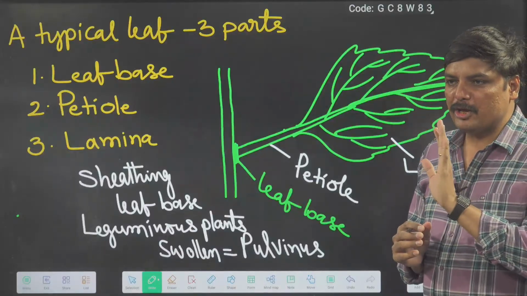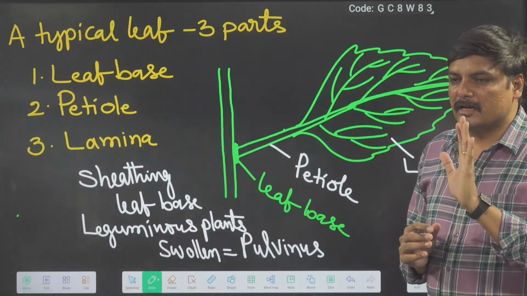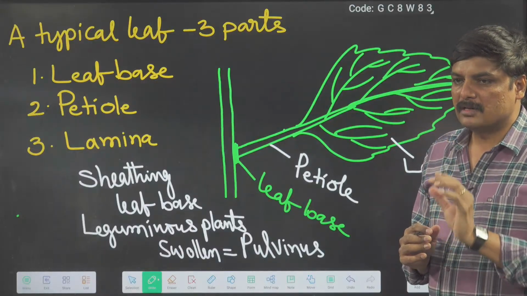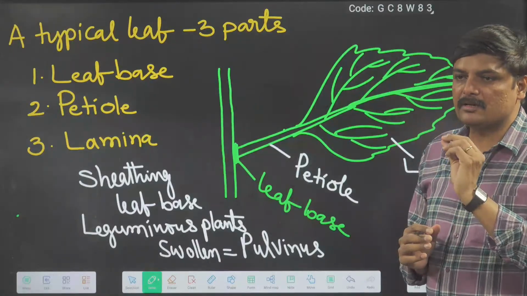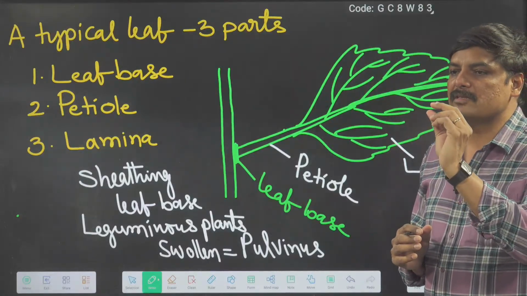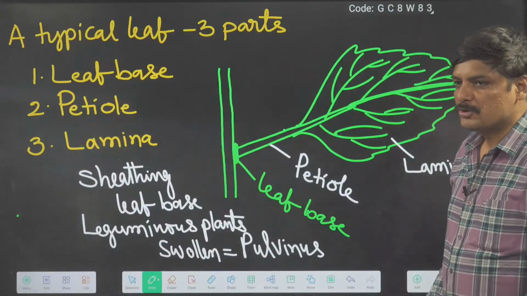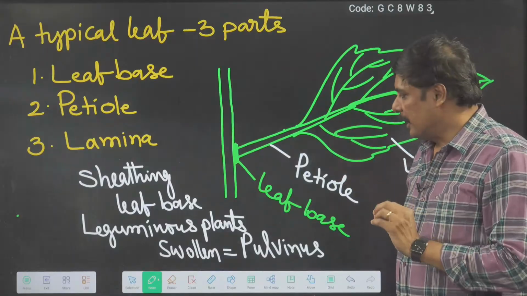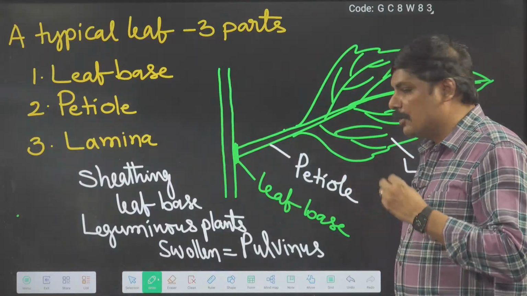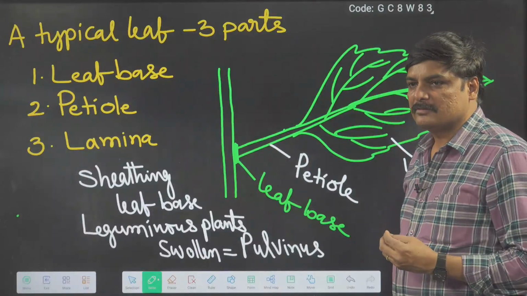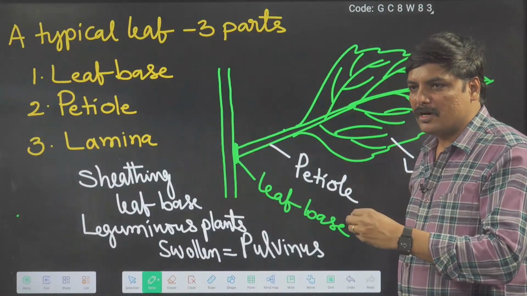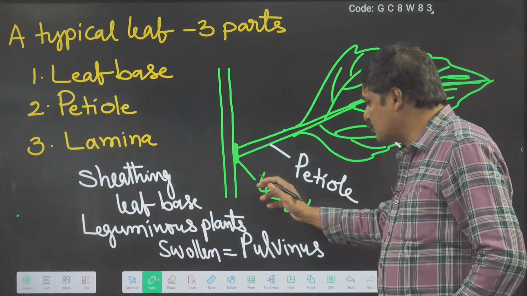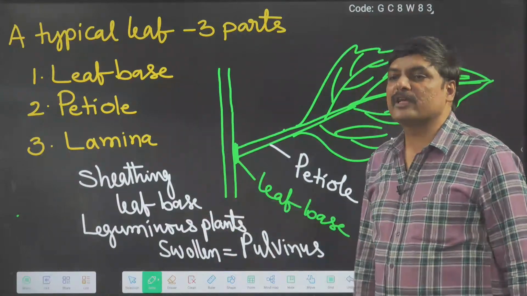Not in all leguminous plants. In some leguminous plants, the leaf base is swollen. Such leaf bases are called pulvinous leaf bases. So I told you two aspects and two modifications of this leaf base. Leaf base is sheathing in some monocots. Leaf base is swollen in some members of leguminous plants.